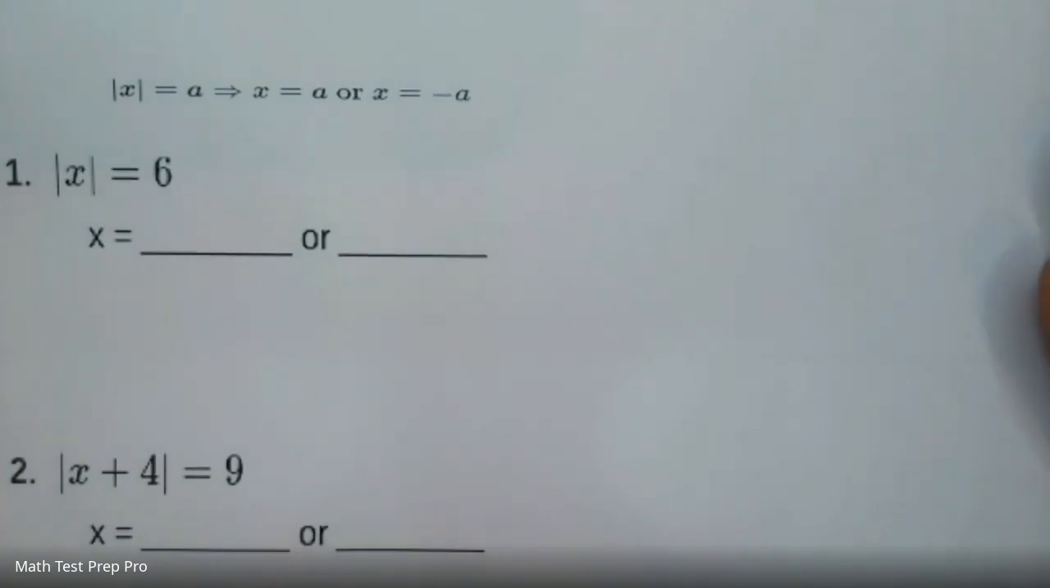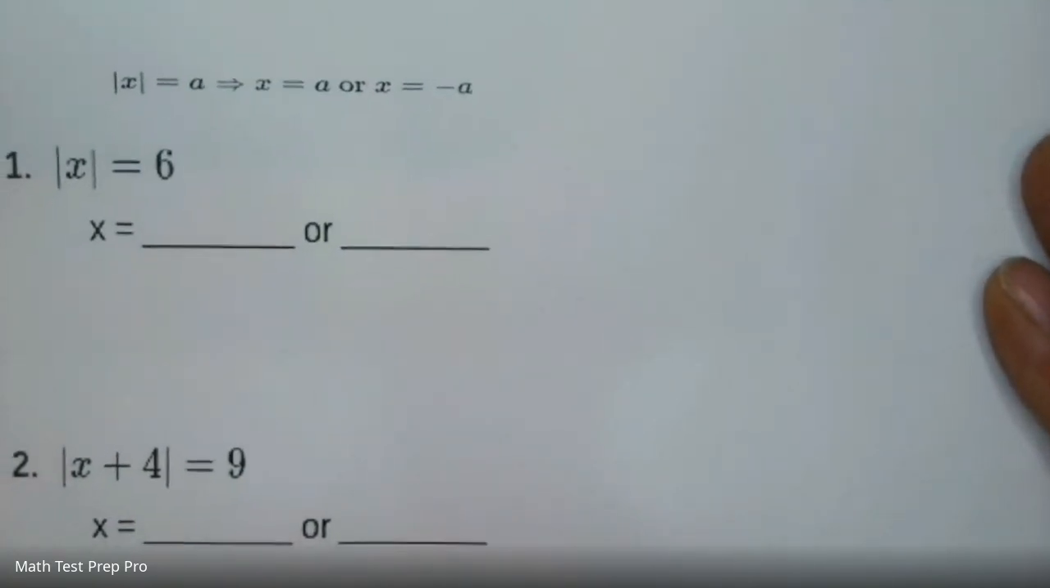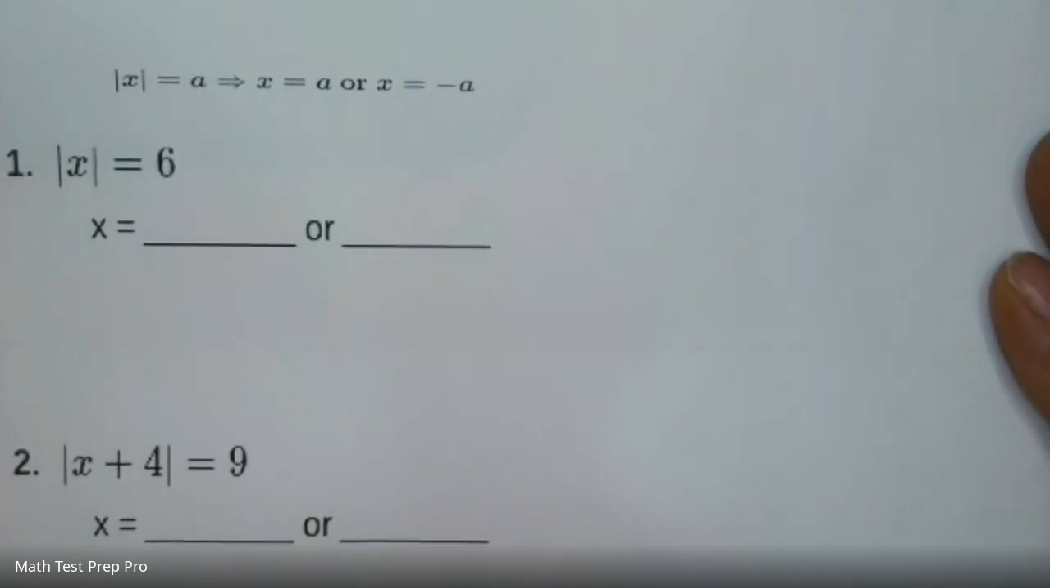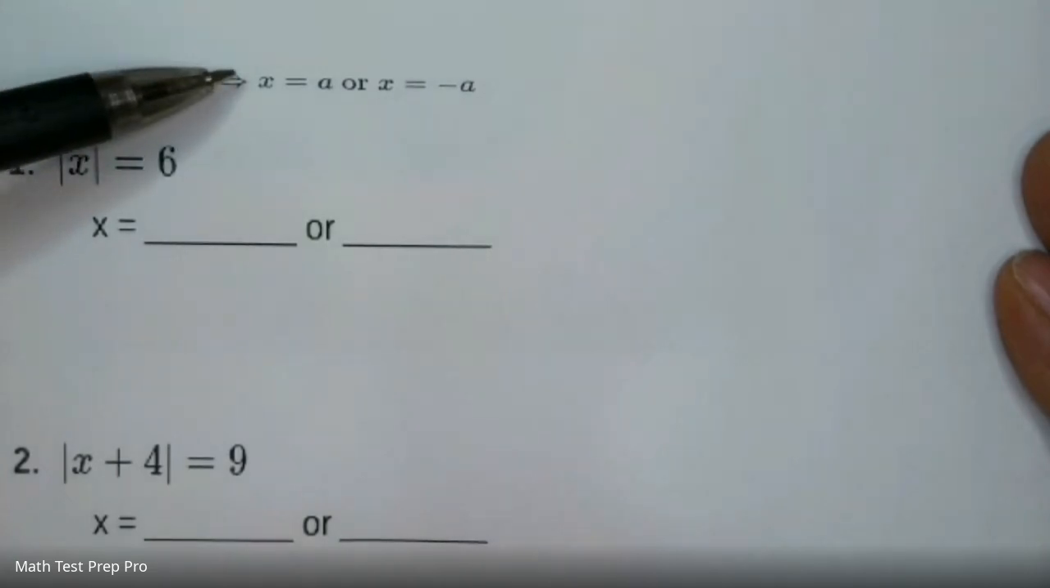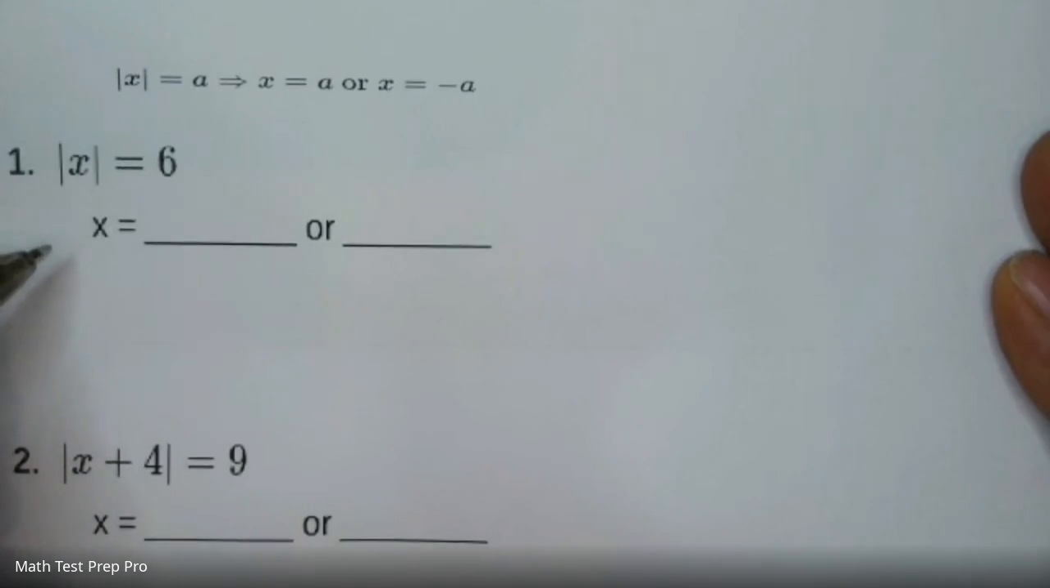If we look at this one right here, the absolute value of x. Remember, if you find the absolute value of a number, the absolute value of 6 is 6, the absolute value of negative 6 is 6, the absolute value of negative 12 is 12, and the absolute value of 12 is 12. So it's going to be the positive value of that number. Applying the rule at the top, x equals a or x equals negative a, you can just go ahead and solve it.